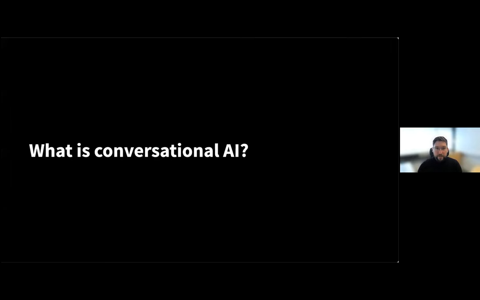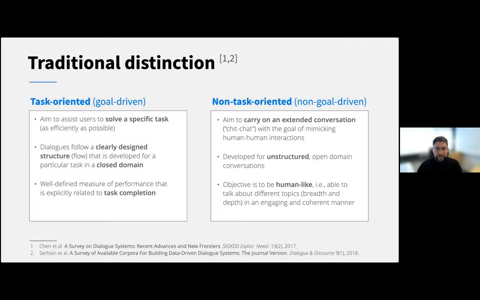And to start off, it's fair to ask, what is it that I mean by conversational AI? Traditionally, there's a two-way distinction between task-oriented and non-task-oriented systems. Task-oriented systems usually focus on a closed domain. They follow some clearly designed structure, and they try to help users complete some tasks. And these are typically these slot-filling type of systems where the system can help users, for example, book accommodation or make travel arrangements. The other category is non-task-oriented or chit-chat systems, where the goal is simply to keep the user engaged. There's no real structure there, and the agent tries to be as human-like as possible and carry on a conversation about a broad set of topics.